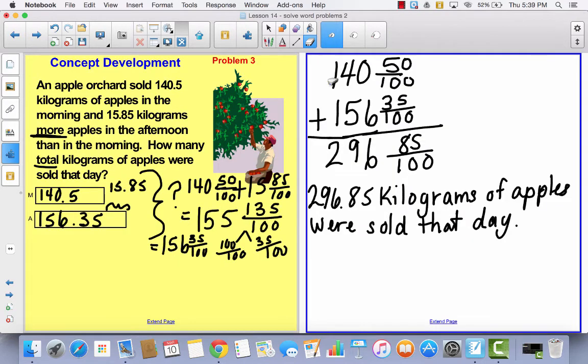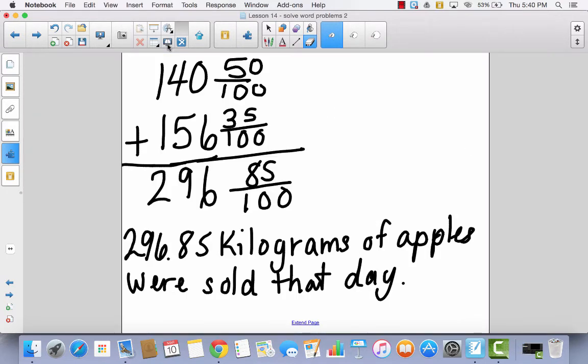Okay, so I took both of these decimals and converted them back into fraction form. I took 5 tenths and made it 50 hundredths. So when I added fraction to fraction, I got 85 hundredths. When I added whole number to whole number, I got 296 wholes. So together, 296 and 85 hundredths kilograms of apples were sold that day. Hopefully you got the same answer that I did. All right, let's see how they chose to do this.